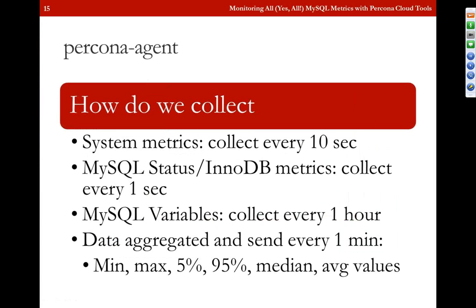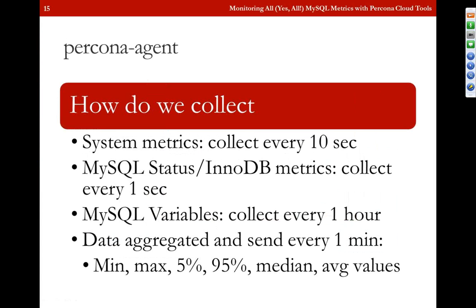But even if we collect data every 1 second, sending all this data over a network to Percona Cloud might be quite an intensive load over your network. So what we do, we aggregate data locally and send only a summary of data every 1 minute. And by summary of data, I mean the descriptive statistics like minimal value of collected data, maximal, 5 percentile, 95 percentile, median and average values of collected data during the last minute.